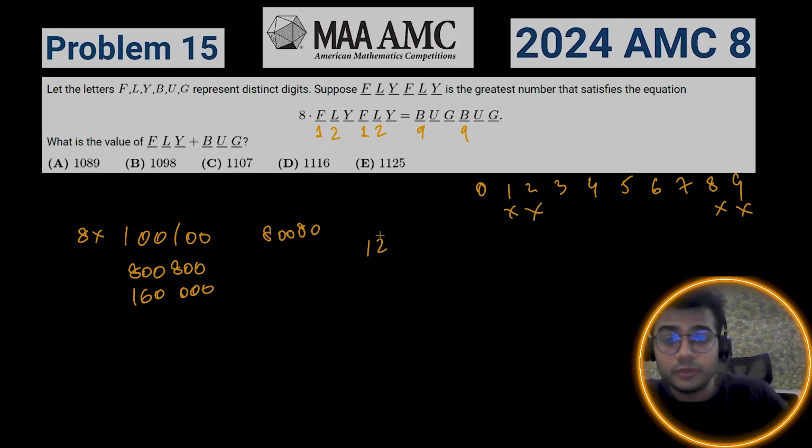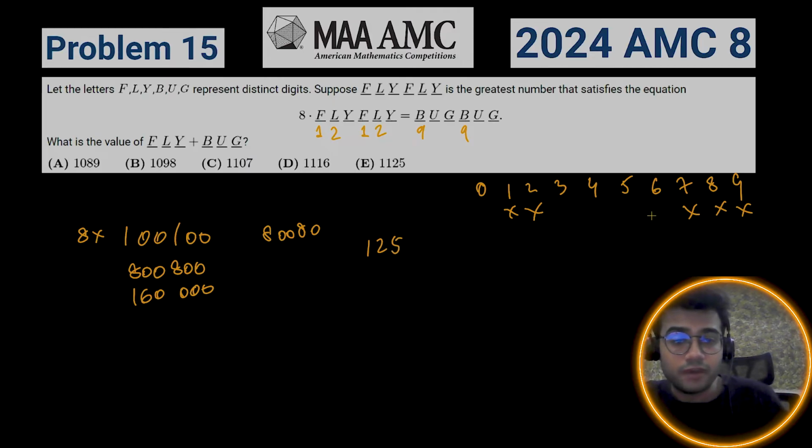Then we're going to try 7. So 7 times 8 is 56. 8 times 2 is 16 plus 5 is 21. That's again not going to be good, since every digit is supposed to appear once and 1 is already there. So therefore, 7 is also not a possibility. Let's try 6. 6 times 8 is 48. And 8 times 2 is 16 plus 4 is 20, and 8 times 1 is 8 plus 2 is 10. So two zeros, again not a possibility. So 6 is also gone.